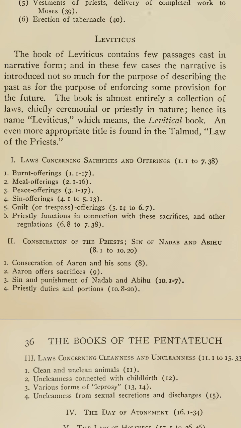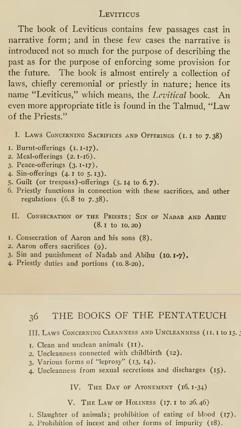Now Leviticus is the book. The book of Leviticus contains few passages cast in narrative form, and in these few cases, the narrative is introduced not so much for the purpose of describing the past as for the purpose of enforcing some provision for the future. The book is almost entirely a collection of laws, chiefly ceremonial or priestly in nature, hence its name Leviticus, which means the Levitical book. An even more appropriate title is found in the Talmud, Law of the Priest.